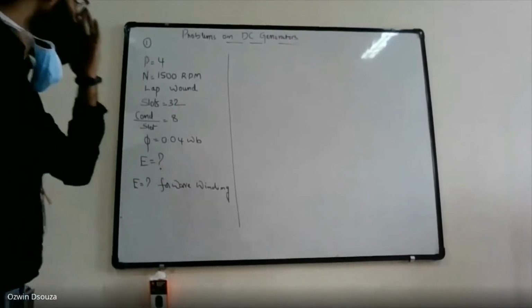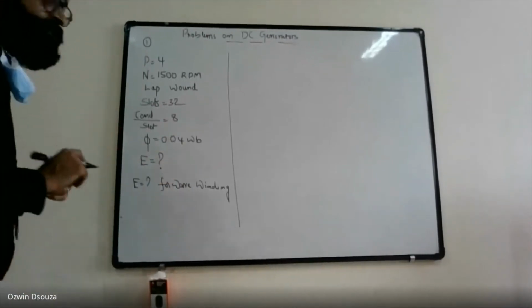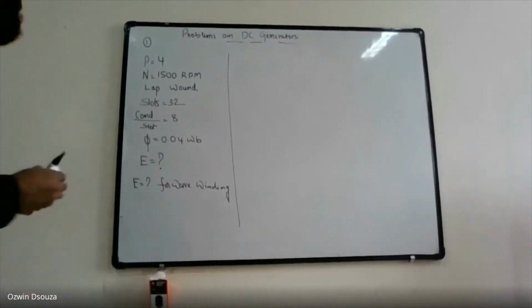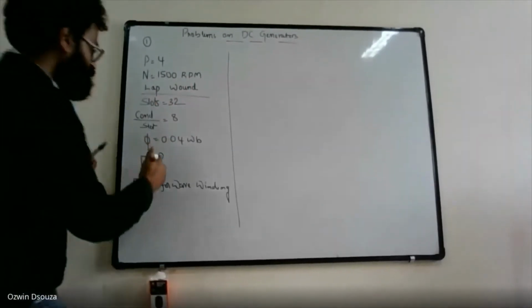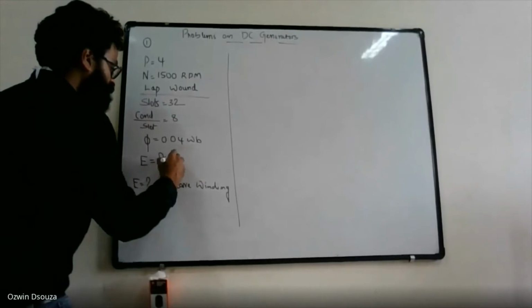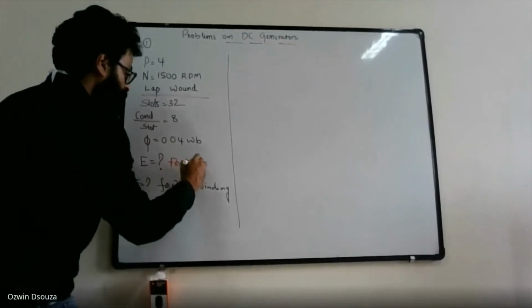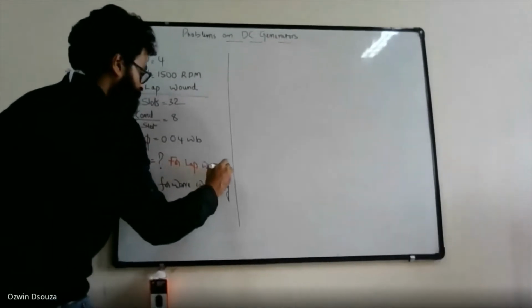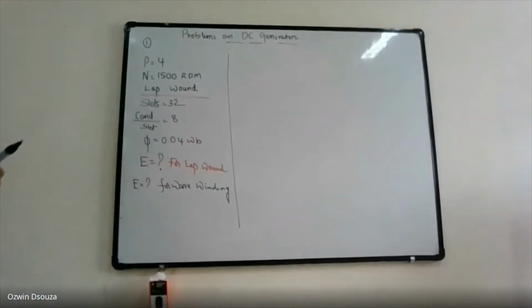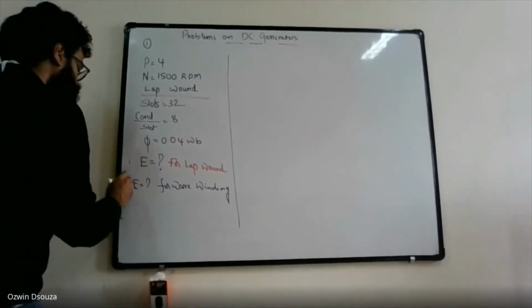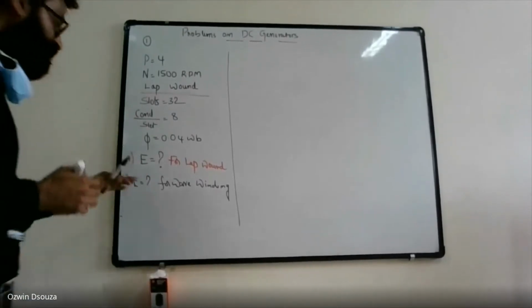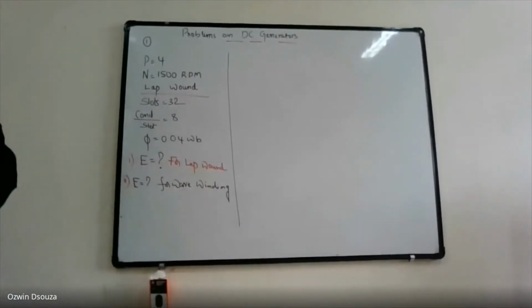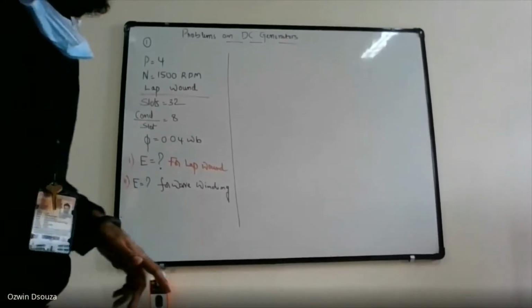So this is the given problem. Initially you have been given a lap wound machine, right? And you have been asked to find out the induced EMF for a lap wound machine. So that will be the first objective, and the second objective is the EMF induced in a wave wound machine. All right. So first, let us look at the first part.